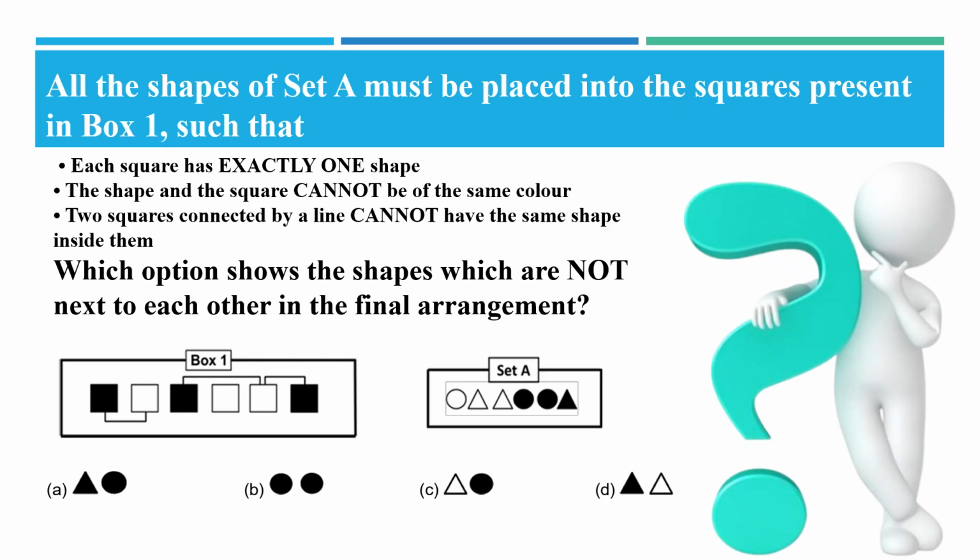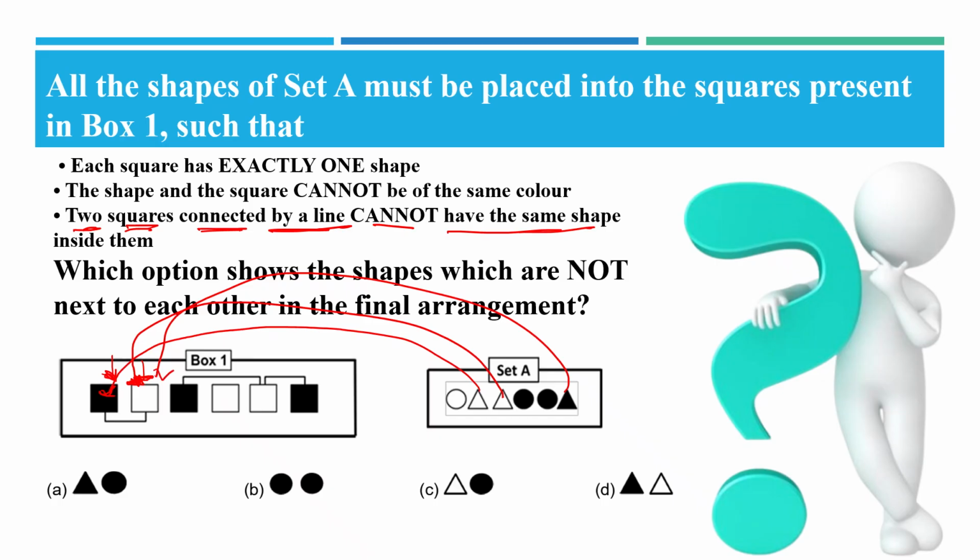Great. Two squares connected by a line cannot have the same shape. Okay, great. Then there should not be the same shape in these two. I guess they mean to say that if I use a triangle in this first square, another same triangle cannot be used in the second square. Or even the black triangle, because squares connected by a line cannot have the same shape, whether it's white or black, but still it is the same shape.